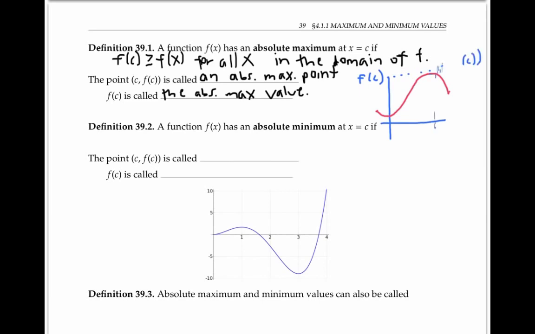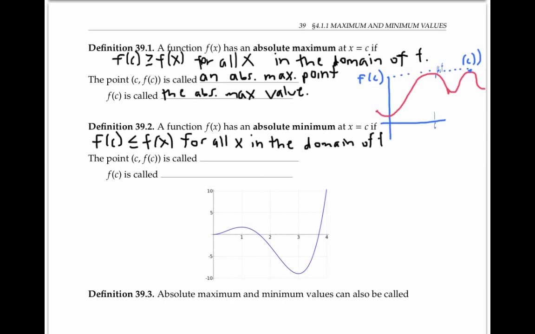Now it's possible for a function to have more than one absolute maximum point if there happens to be a tie for the highest value, but a function has at most one absolute maximum value. A function f of x has an absolute minimum at x equals c if f of c is less than or equal to f of x for all x in the domain of f.